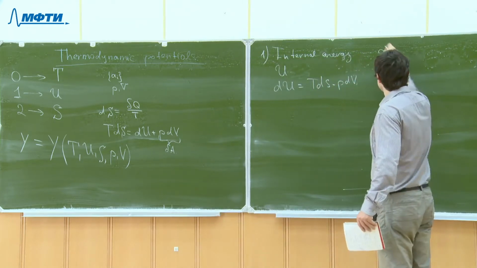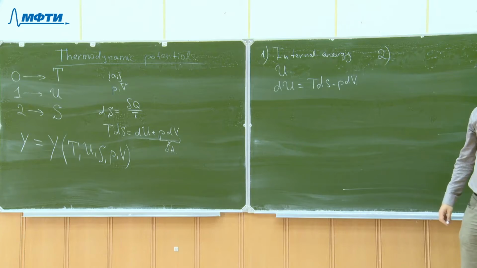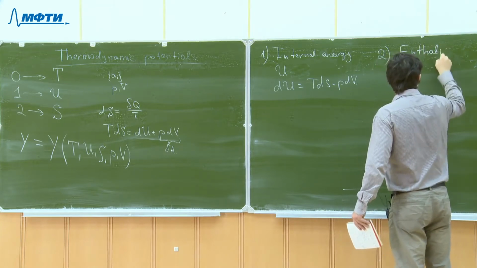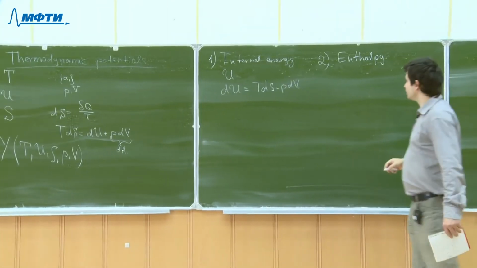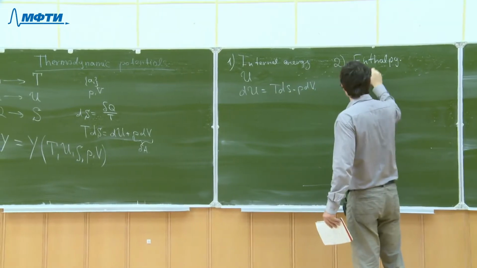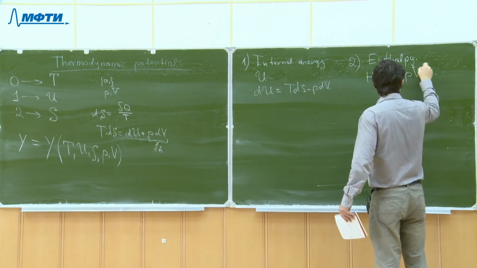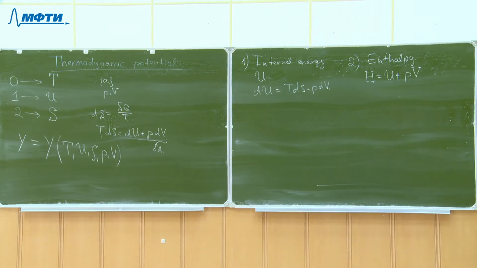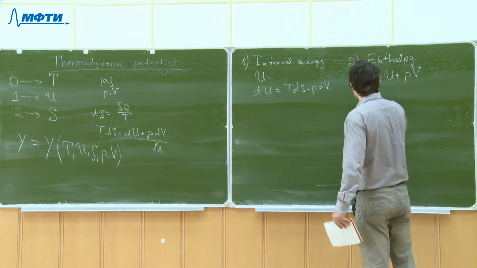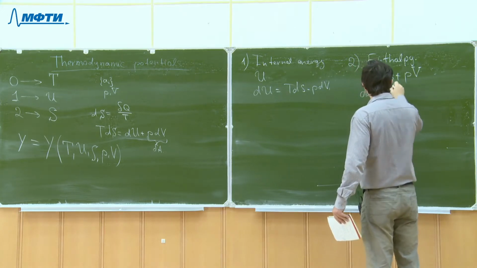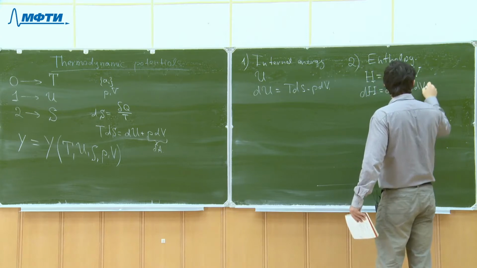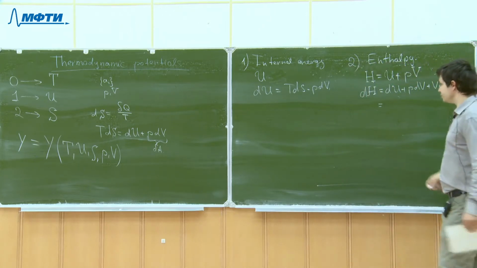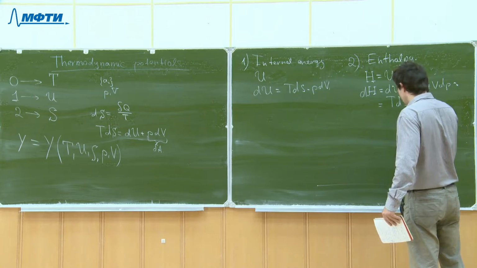The second one is favored by chemists, and that is called enthalpy. The definition of enthalpy is H equals U plus PV. The differential of this function is dU plus PdV plus VdP. And after I plug in this expression for dU here, I would get TdS plus VdP.